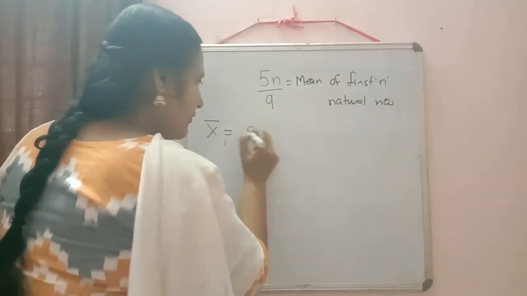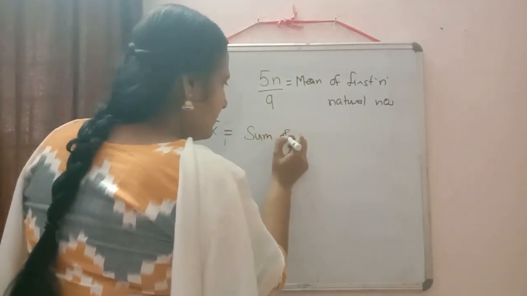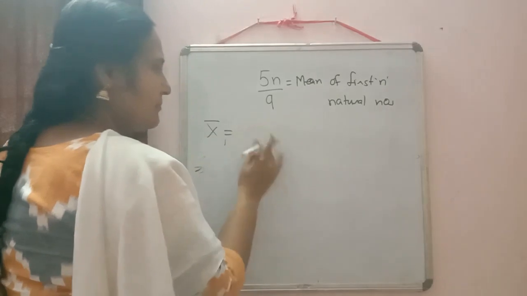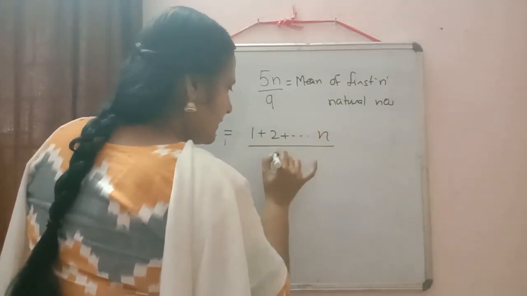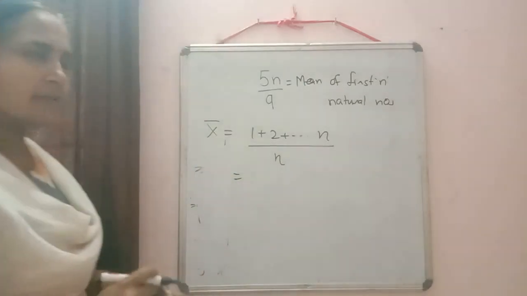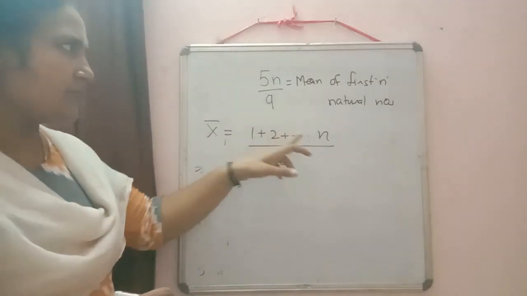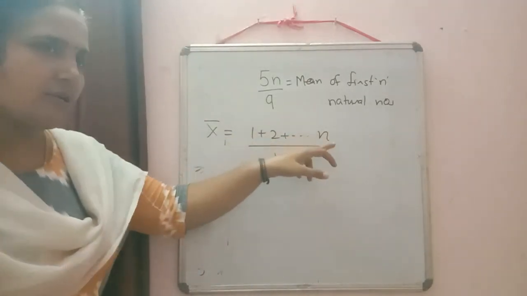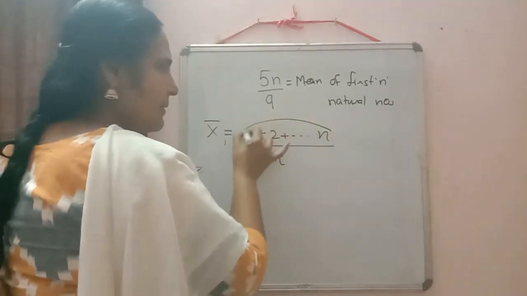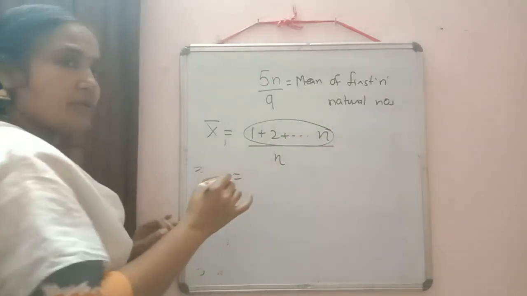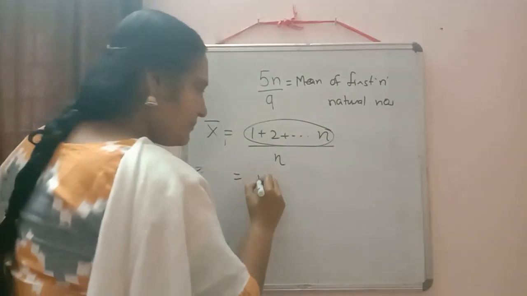So according to the formula, it will be equal to the sum of first n natural numbers divided by n, total numbers. Mean of first n natural numbers: sum of all the natural numbers divided by n. So this one I said, you remember this as a formula only. What was that? Sum of first n natural numbers?